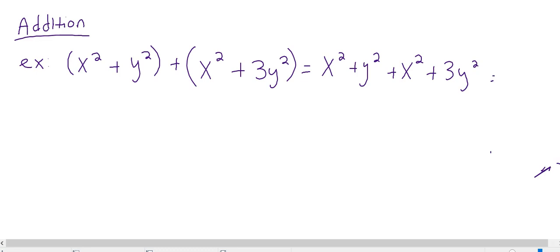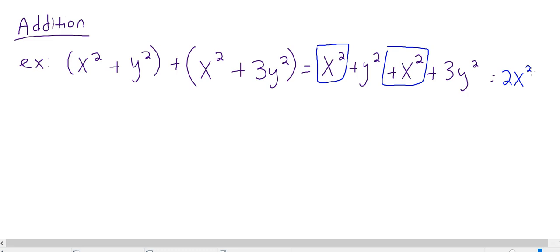Now, when we're adding monomials, we can only add if we have the same base and the same exponent. We have an x squared over here and another x squared over here. These two have the same base and the same exponent, so they can be added to each other. That becomes 2x squared. We keep the base, keep the exponents, add the coefficients.